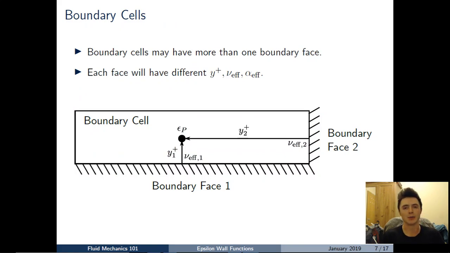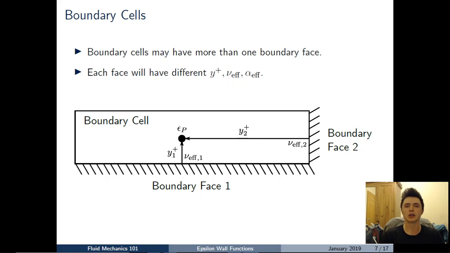So the first and perhaps most important thing we need to think about is that a boundary cell, as you can see there in the diagram, may have multiple boundary faces. For example, the rectangular cell you can see here is connected to walls on boundary face 1 and on boundary face 2. And of course, for a general n-sided cell, the boundary cell could have multiple boundary faces.